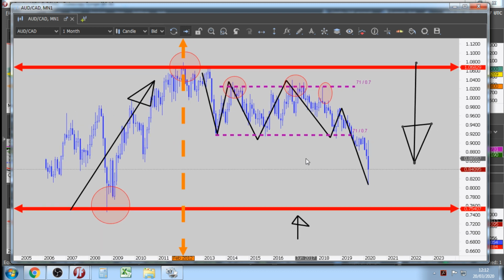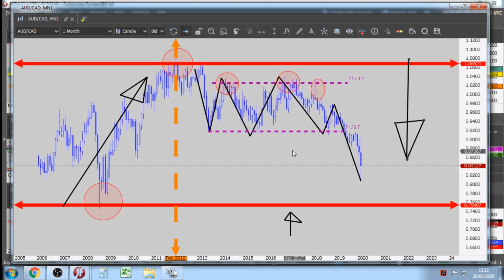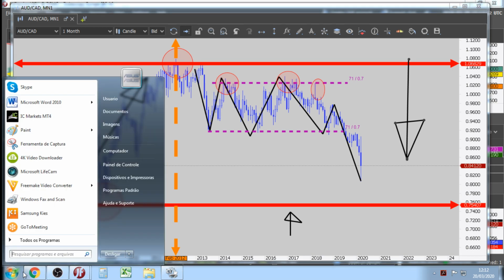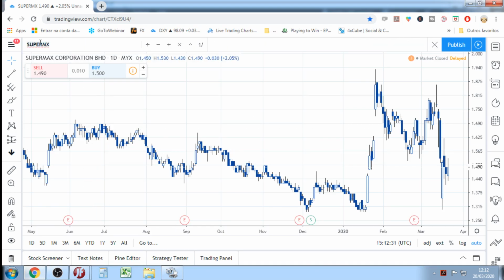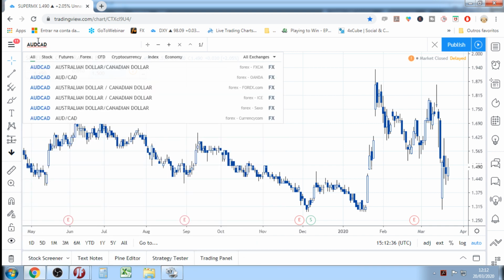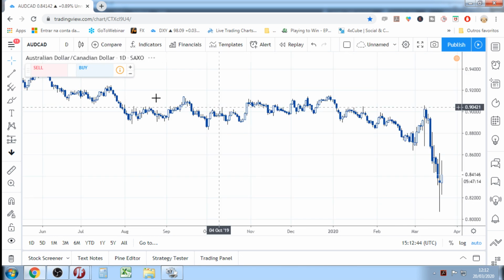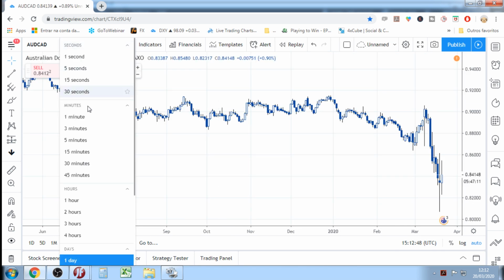Now, homework until the next lesson, everybody. You need to have the upper band and the lower band on all currency pairs. And unfortunately JForex is missing some data. So we are going to use TradingView, and I'm going to write here AUD CAD, and I'm going to use whatever, Saxo, Forex.com, FXCM. Let's go with Saxo. It's just an example. And of course I need to change to the monthly chart.